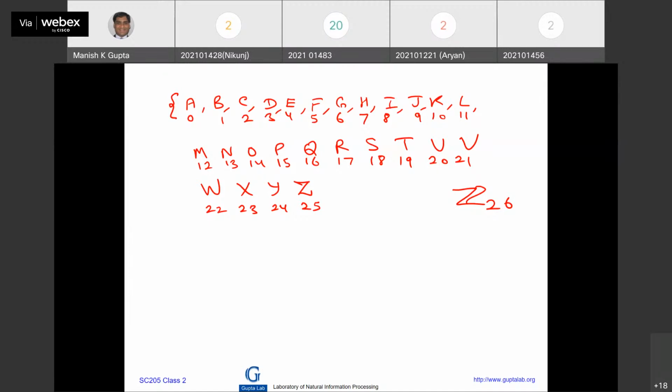I can write it mathematically, something like this: f(p) = (p + 3) mod 26. This is a rule. Whatever the letter p is, I'm just shifting it by 3 and reducing it modulo 26. So for example, if our text is "meet you in the park", what will be the values for MEET?